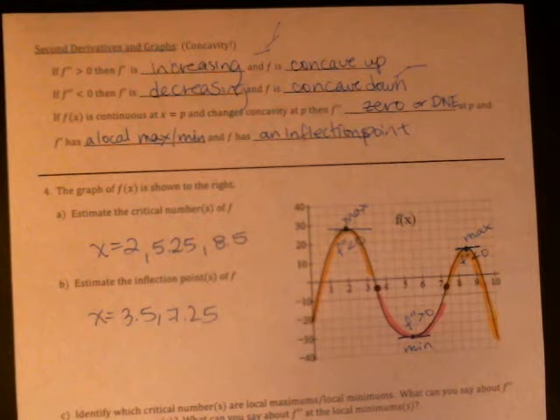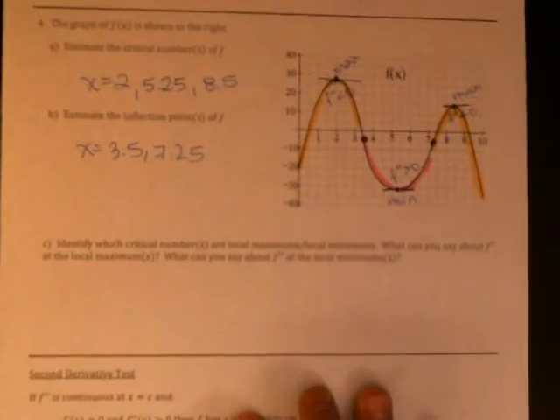So this isn't a very big pattern, but what it looks like we're seeing is that at the critical value, if the second derivative is negative, then it's a max, and if the second derivative is positive, it's a min. And this is what leads to our second derivative test.